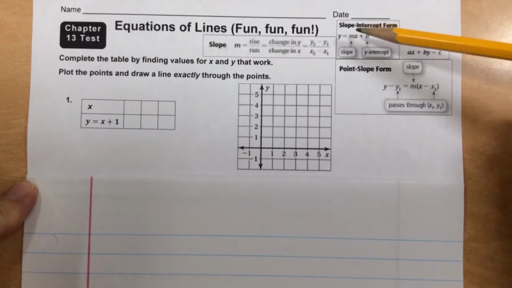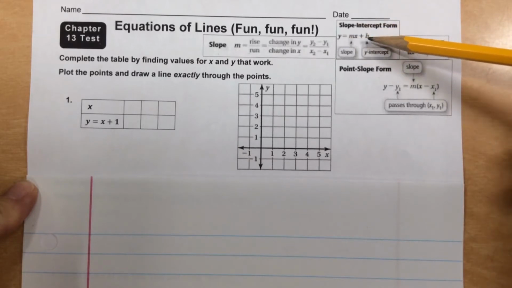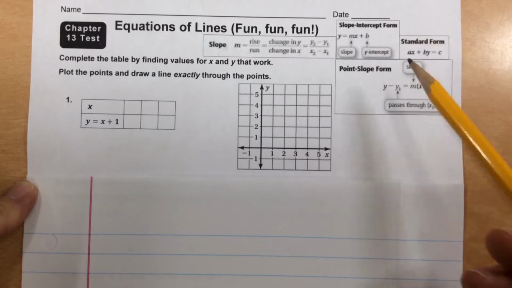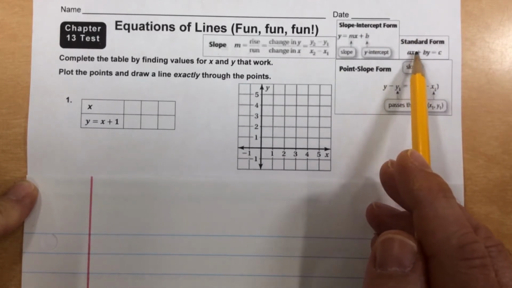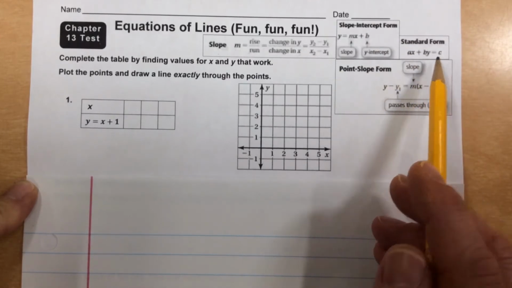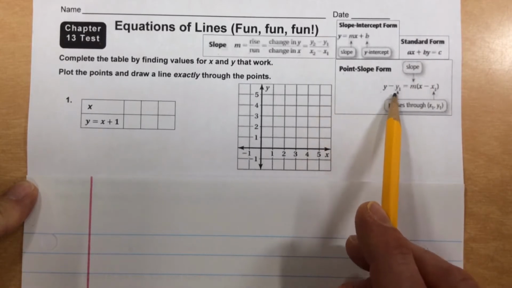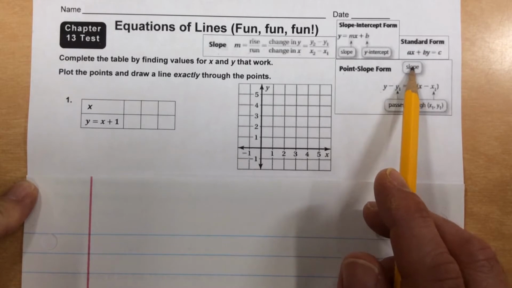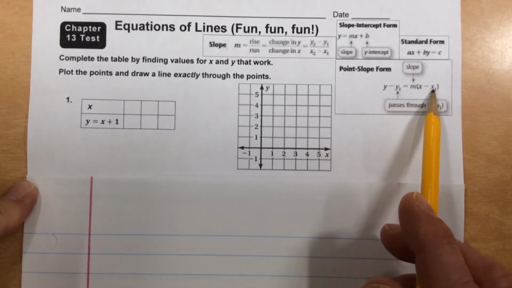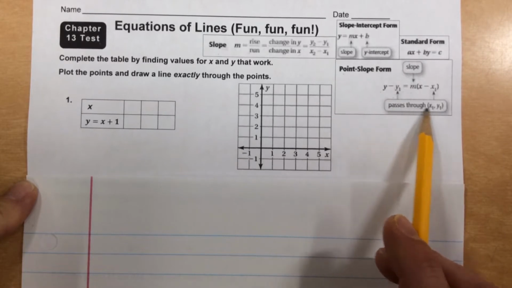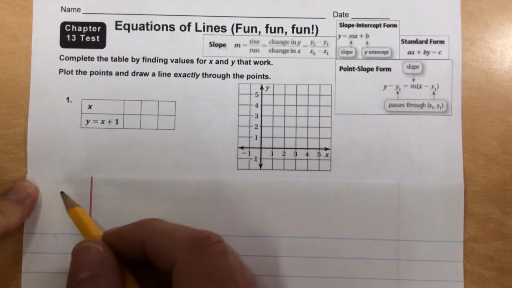Slope-intercept form, here's a reminder: y equals mx plus b, where m is the slope and b is the y-intercept. Standard form, ax plus by equals c. And finally, point-slope form, where it was y minus y1 equals m, which is the slope, times x minus x1, where (x1, y1) is a point that the line passes through. And we'll use those things throughout the test.